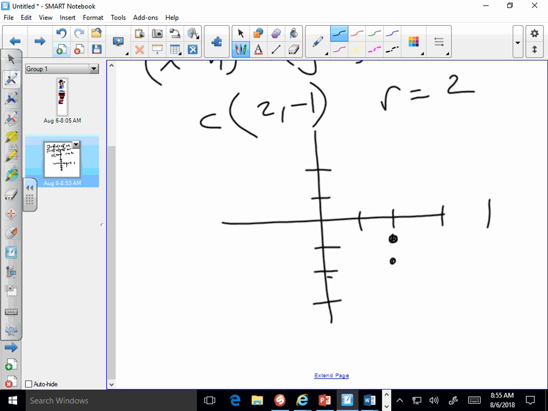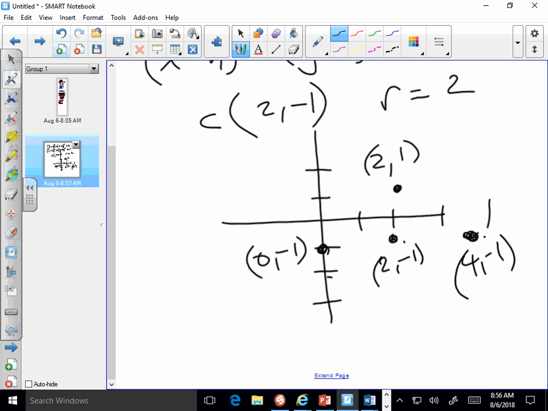2, negative 1. And Sarah tells me that the radius is 2, which means if I go over 2 to 4, negative 1, or left 2 to 0, negative 1, or if I go up 2 to 2, positive 1, or I go down 2 to 2, negative 3, all these points should be on my circle.